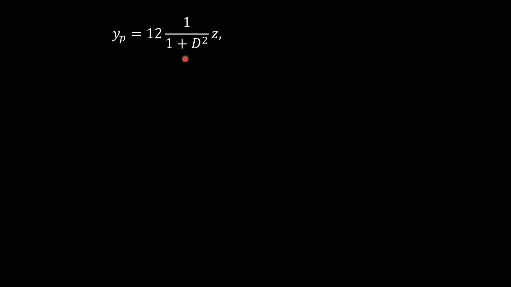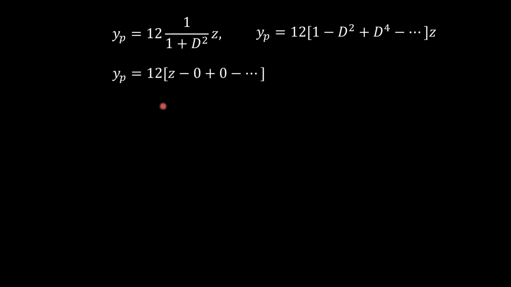So simplifying it, we get the Maclaurin series expansion for 1 upon 1 plus D square, which gives yp equal to 12 into 1 minus D square plus D raised to 4 minus and so on, operated on z. So D square, D raised to 4, and onwards derivatives will give us the derivative of z as 0. So we are simply left with yp as 12 into z minus 0 plus 0 minus so on, remaining all zeros. Hence yp is equal to 12z. So this is the required yp.